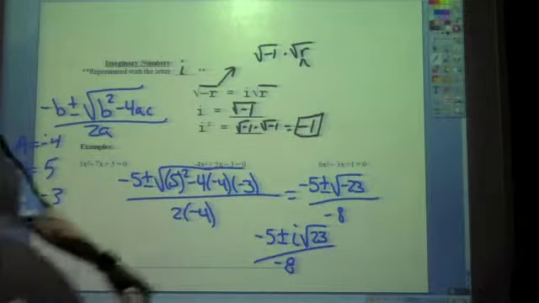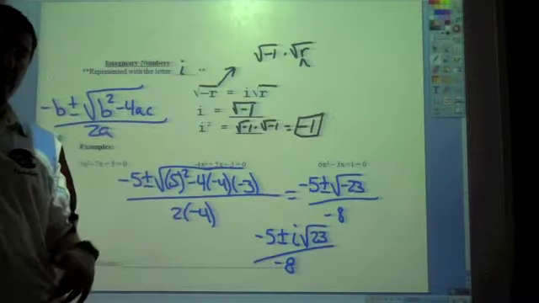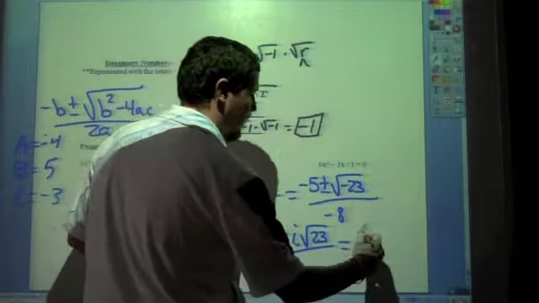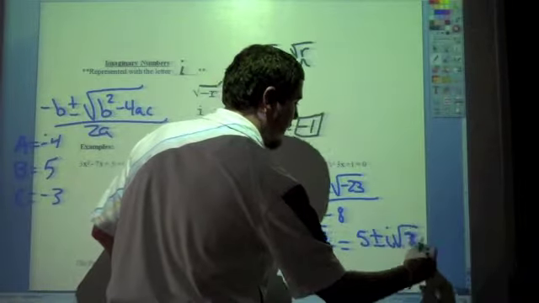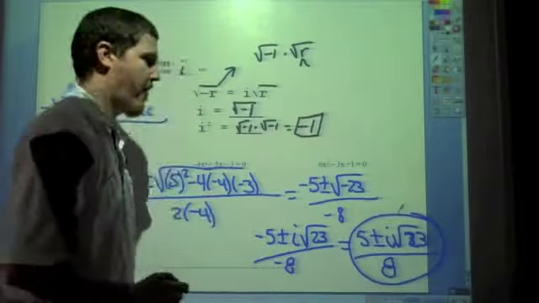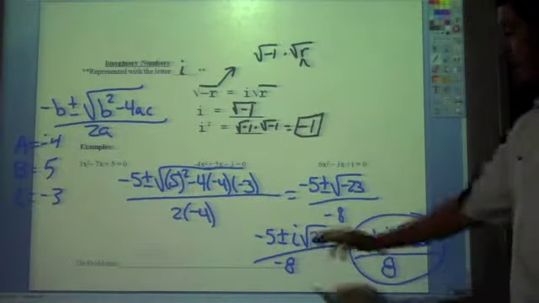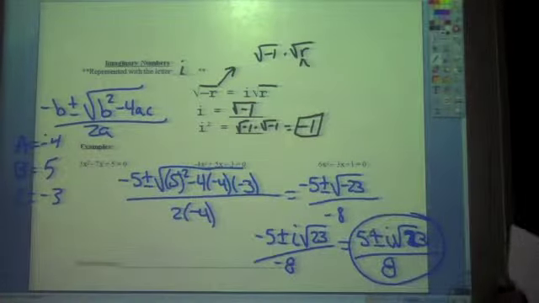And then the last thing you want to do here is you look, I've got a negative number divided by a negative number. Remember, a negative divided by a negative is always positive, so we want to simplify this and make it 5 plus or minus i square root of 23 over positive 8. This is 23 right here. Negative divided by negative is positive, so we simplify that to make it a positive.